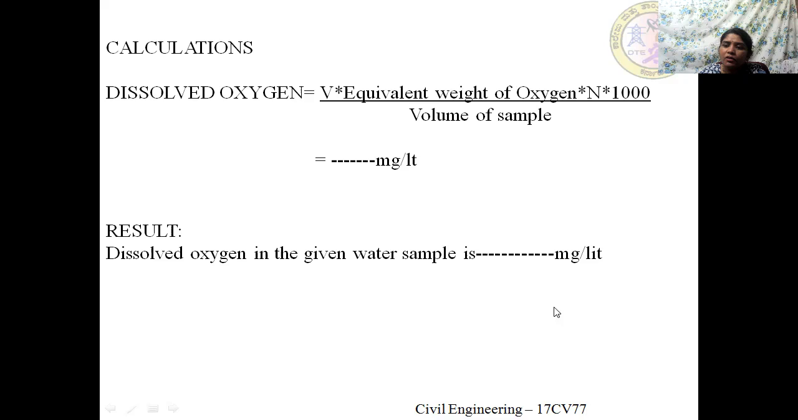So once you obtain your result, you're going to compare with these standards and you're going to conclude whether the sample has sufficient amount of dissolved oxygen or not, and whether it is fit for domestic purpose and whether the aquatic organisms can survive. In this way, finally, we'll be concluding about the dissolved oxygen content.